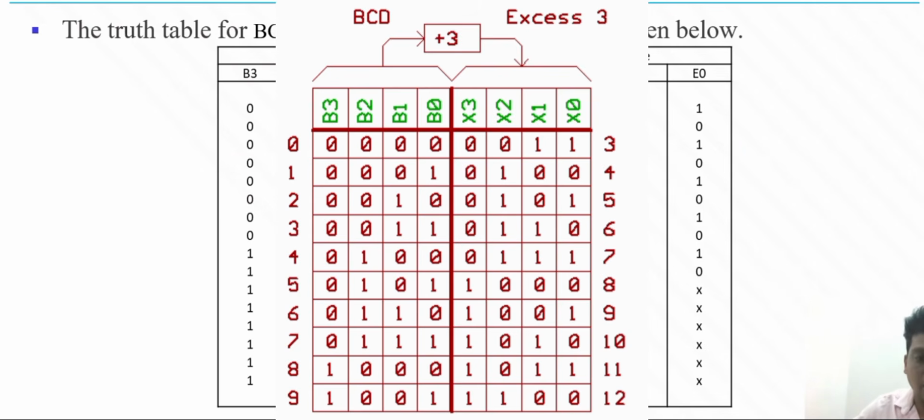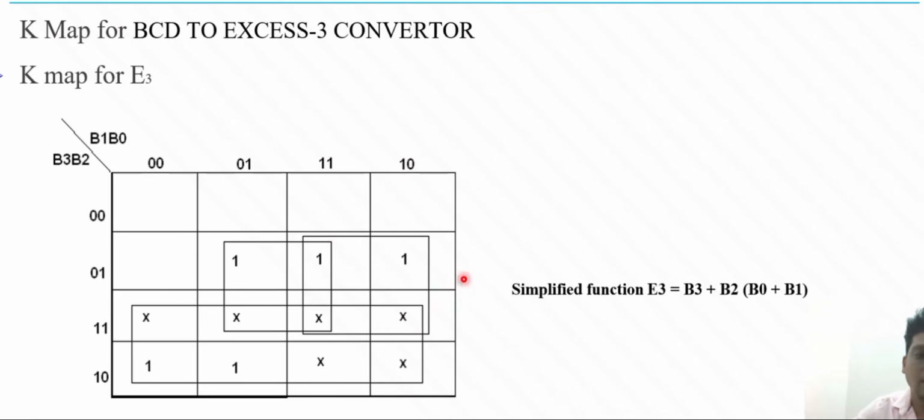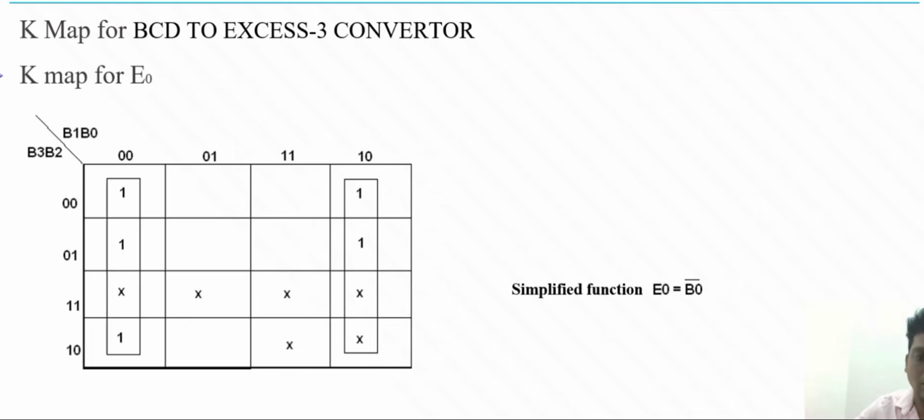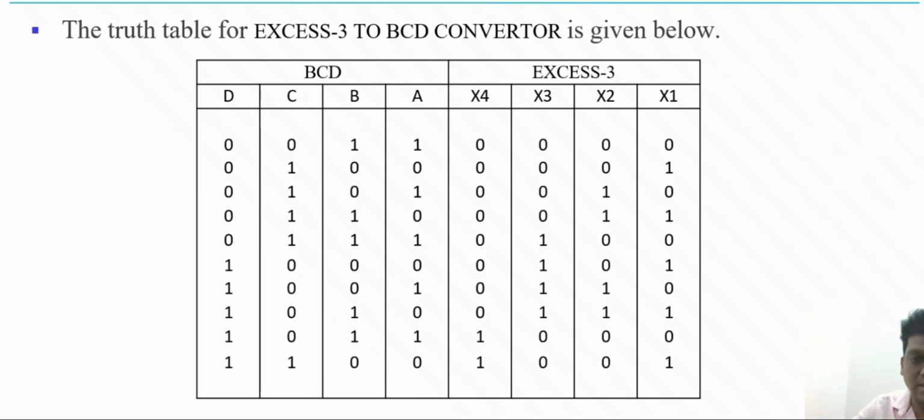Similarly for 1001, which is 9, the output is 12, so 1100. For the combinations 10 to 15, there will be no output. They should be considered as don't care values because BCD is from 0 to 9 only. The output equations we calculate with the help of K-map. So B3, B2, B1, B0 and the outputs E3, E2, E1, E0. For those outputs, we draw the logic diagram. This is the diagram for the BCD to Excess-3 code converter.